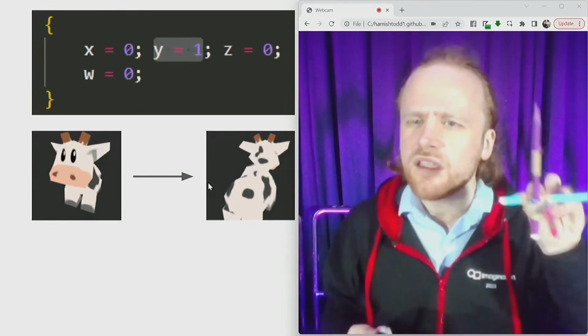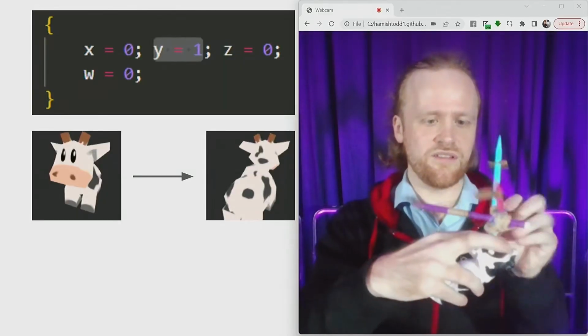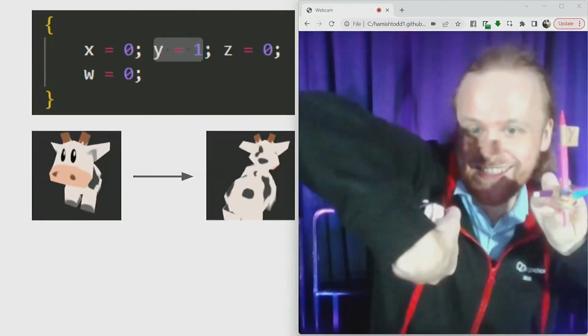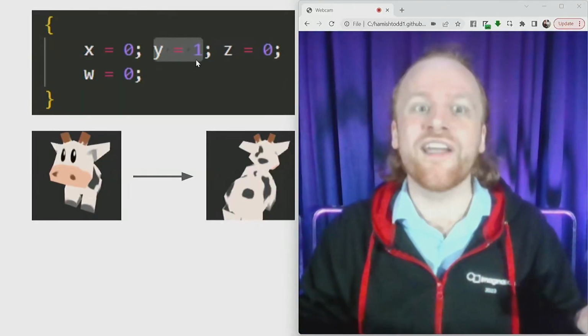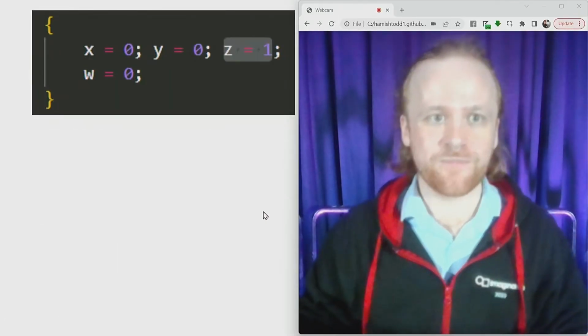So just making it so, can you see this? The y-axis, we're going like this, all right? That's what this quaternion does, which kind of makes sense because it's got y equal to 1, everything else equal to 0, and we can visualize it this way.